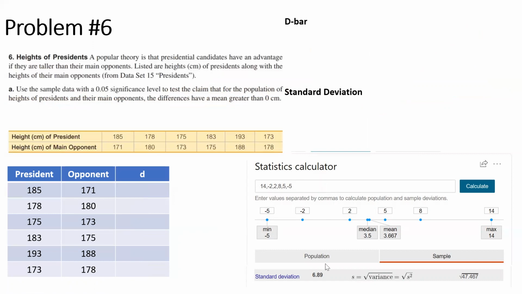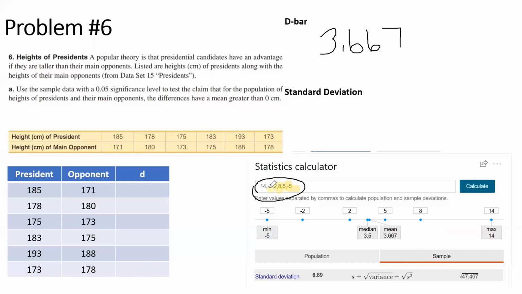So we actually already did D bar. The one thing we didn't do just yet is calculate the T critical. Right now, just like we did before, standard deviation is going to be calculated by using technology. These are all the values that she gave me. I put them on my online statistics calculator. This is probably, I'm gonna say, the hardest part of what we did.